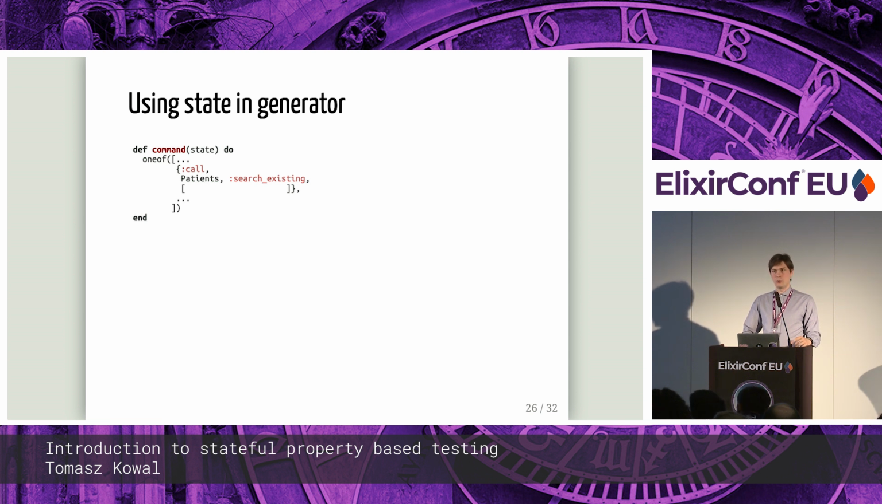In the commands section, we will now use the state. We will need it to determine if we're searching for an existing or non-existent patient. If we want to search for an existing patient, we still use the same syntax where we call the patient search existing function. But then in the arguments, instead of generating a key randomly, we will say one of map keys state. So we're taking the keys from the state map that are our PESELs, and then we just choose one of the PESELs. A precondition for that function should be that there is at least one patient in our database initially. Otherwise, we just can't search for anything.